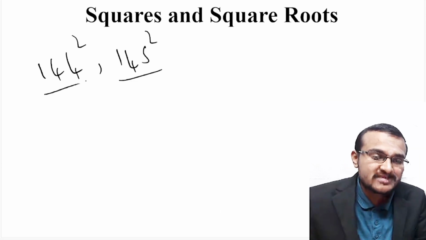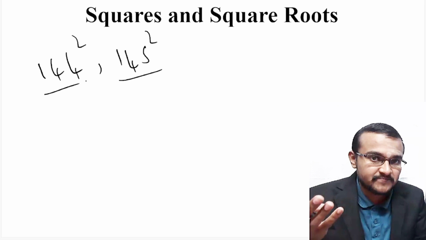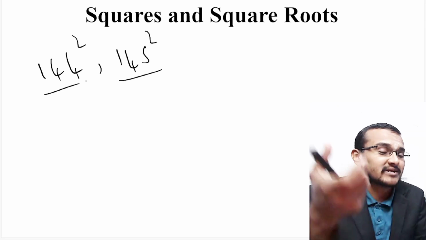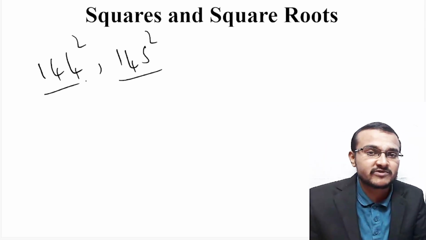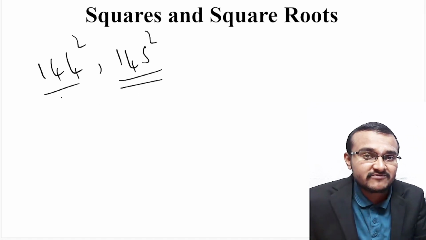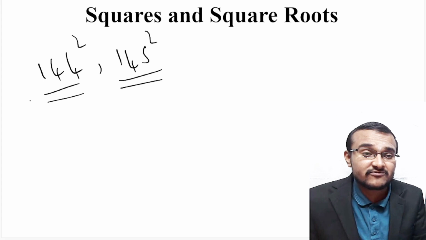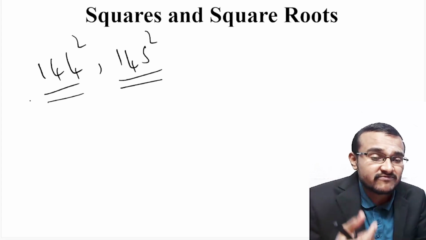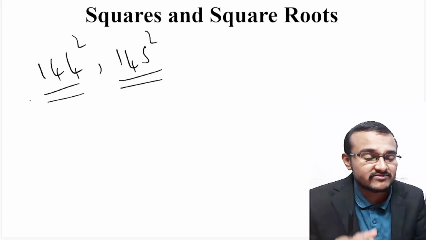So if I give two consecutive natural numbers' squares, how can you tell how many numbers will be there in between these two perfect squares? Now you should take the square of 145 and the square of 144, subtract them, and then find how many numbers are there in between them.